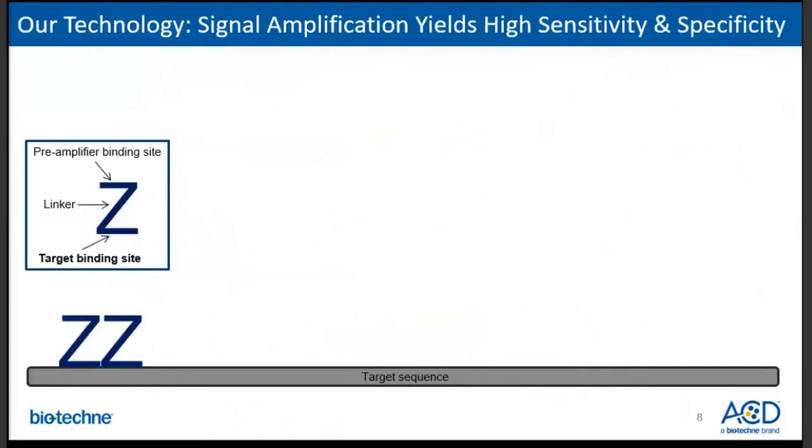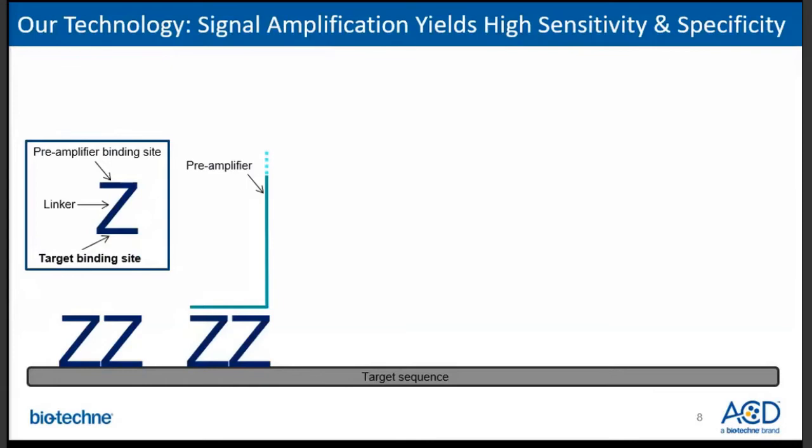More about our amplification system and the signal amplification, and how it yields high sensitivity and specificity. The two key features of the RNAscope technology are the probe design and signal amplification system. The oligonucleotide target-specific probes are depicted as Zs, as mentioned previously, to emphasize the fact that they have two regions linked by a spacer. So the two regions are the target binding site and the preamplifier binding site. The bottom of the Z complements and hybridizes to the target transcript, while the top of the Z is the base for the amplification structure here.